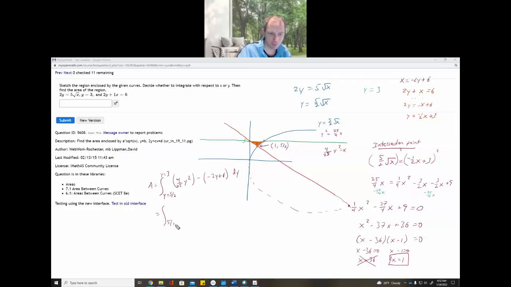So then we can say, all right, I'm integrating from 5/2 to 3. I have 4/25 y squared minus a negative is plus 2y minus 6. Okay, and then we integrate. 4/25 hangs out. 1/3 y cubed plus 2 times a half y squared. And then we just have to plug in and compute. Okay, does that one make sense now?